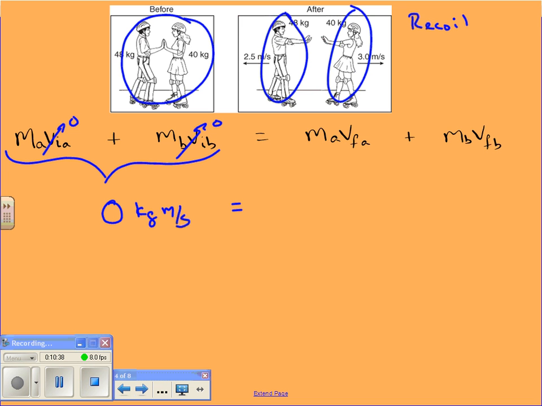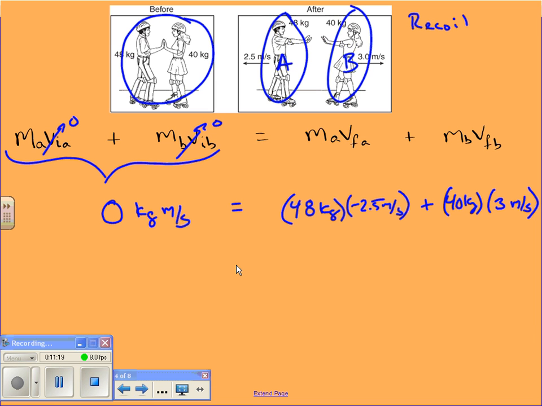But let's take a look at afterwards. Someone's moving in one direction and the other is moving in the opposite direction. So if I put the numbers in that are given to us, it should make sense in this case. Let's call the boy A and the girl B. So we have a mass for the boy of 48 kilograms. He's moving to the left, so I'm going to say that's negative 2.5 meters per second velocity. And then we're going to add to that the girl's momentum, which is 40 kilograms of mass times 3 meters per second. And she's moving to the right, we'll say that's positive.